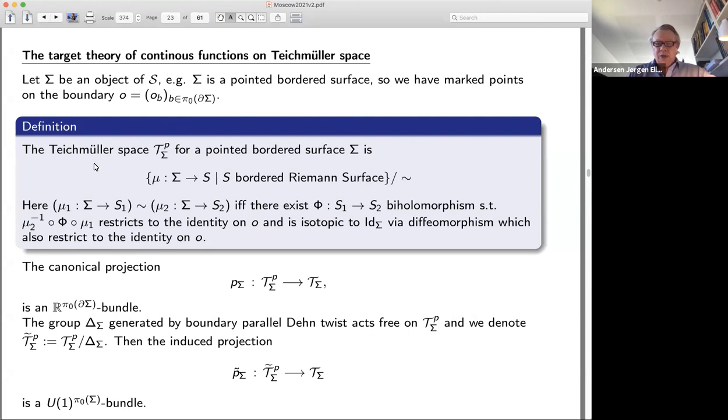And so I can introduce Teichmüller space of the surface. This is simply all markings of bordered Riemann surfaces by this surface. So all diffeomorphisms from the surface to a bordered Riemann surface. And two such are equivalent if and only if there exists a biholomorphism from S1 to S2 in such a way that when I do this composite around, this restricts to the identity on the marked points if they are there, but it's always required to be isotopic to the identity. And of course, it should be a diffeomorphism that restricts to the identity on the set of marked points if they're there. And so what's the difference here with the marked points or not?